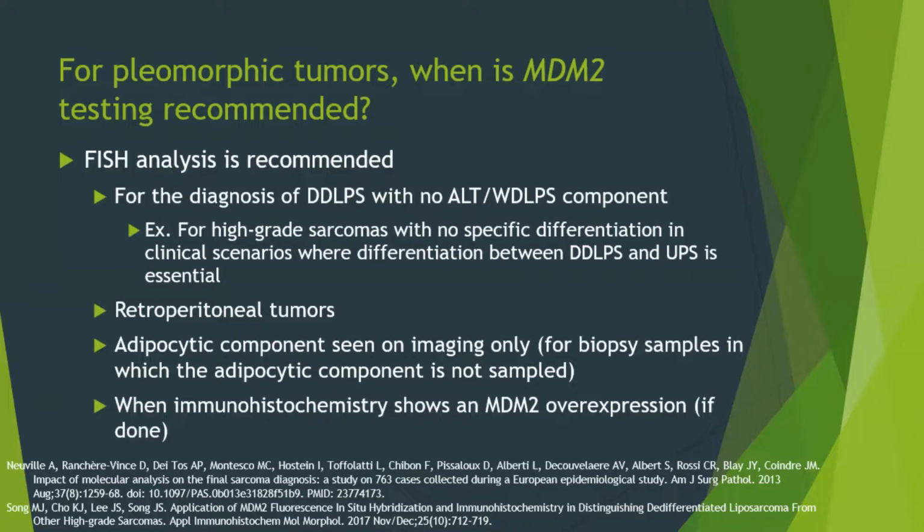Second, MDM2 FISH is recommended for retroperitoneal tumors because there is a high chance that this can turn out to be dedifferentiated liposarcoma. Now, for biopsy cases in which you have a pleomorphic tumor on your slide and the imaging describes an adipocytic component that you don't see on your slide, you might want to consider doing MDM2 FISH. And lastly, if your center still does MDM2 IHC and it turns out to be positive, this must be confirmed with MDM2 FISH or PCR because, as we have seen, we do have tumors that are MDM2 IHC positive but have no amplification.